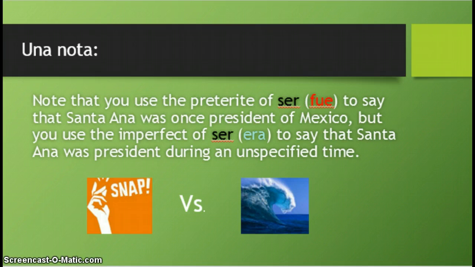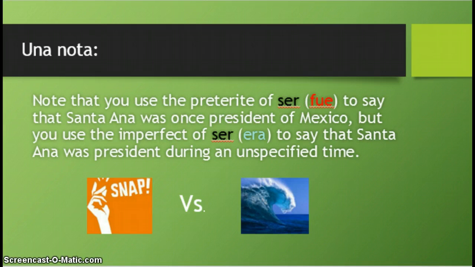Una nota para terminar. So note that I will use the preterite of the verb ser, fue. Remember, that's one of my twin verbs, so that's totally a regular category. I will use that to say that Santa Anna was once president of Mexico. Since it's completed, he's no longer president. We're talking about 1846. It's over and done with, preterite.